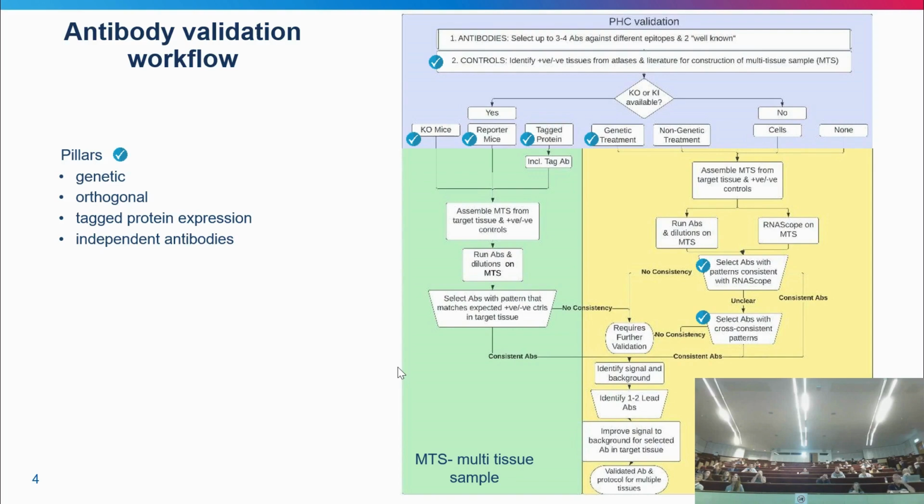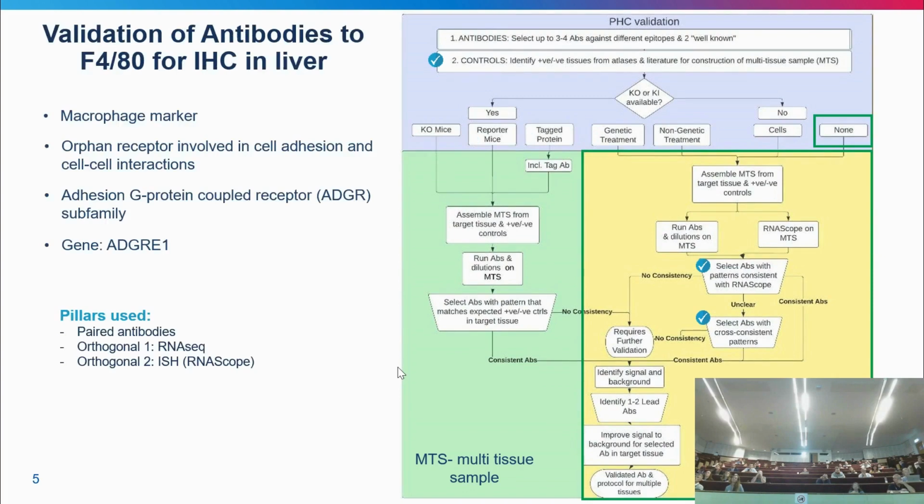So once you identify what the pattern is, you can go on to optimize it, which is basically optimization of signal to noise. That is usually achieved by dilution of the primary antibodies. Here is an example of how we do this.